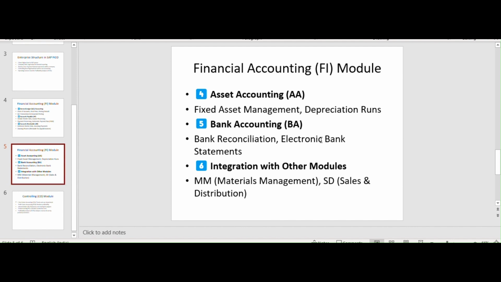Asset accounting, fixed assets, asset management, and depreciation runs come under asset accounting. And in bank accounting, bank reconciliation and electronic bank statements come under bank accounting.